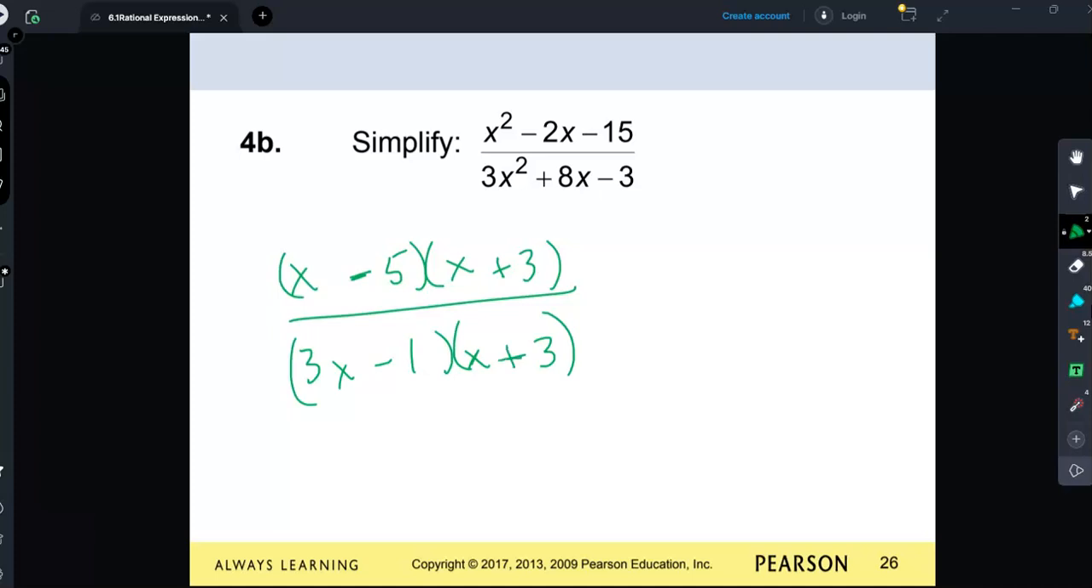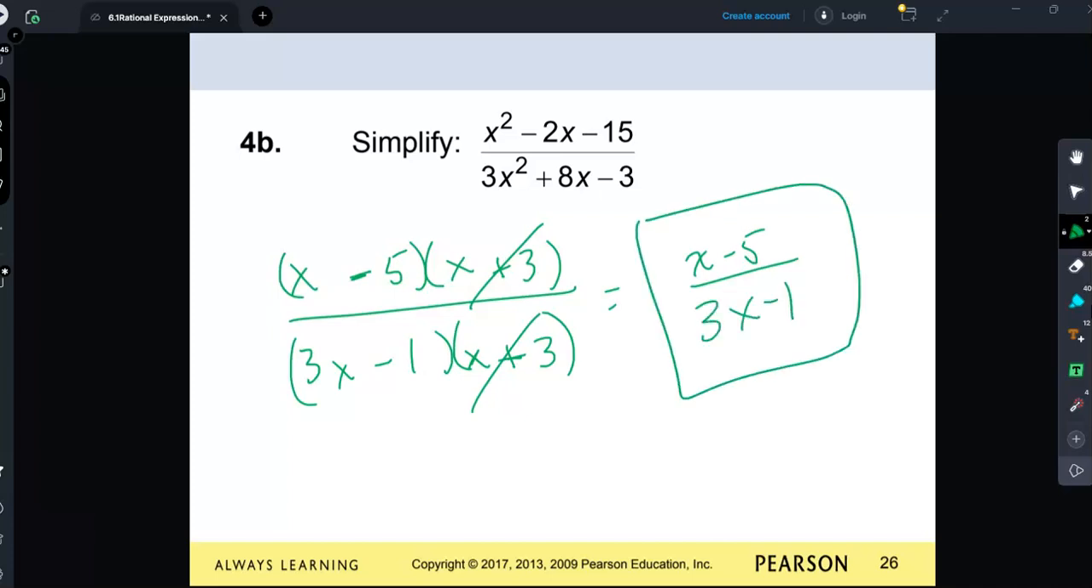So that's factored. What common factor do we have? Well, x plus 3, cancel that out. This simplifies to x minus 5 over 3x minus 1, and that is your final solution, right?